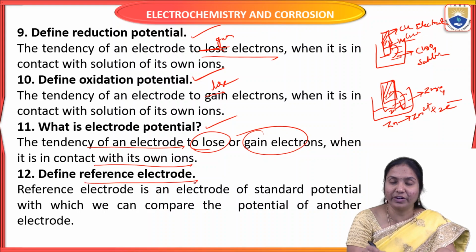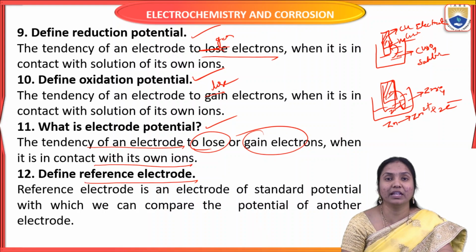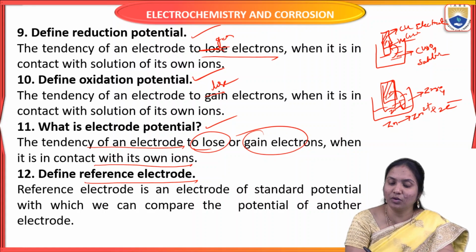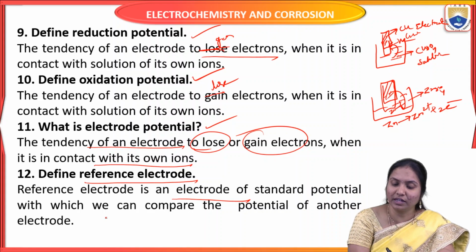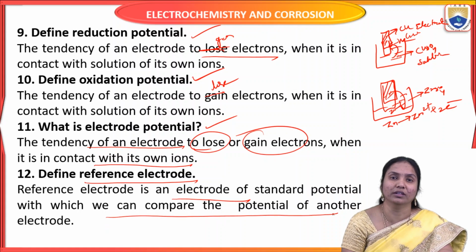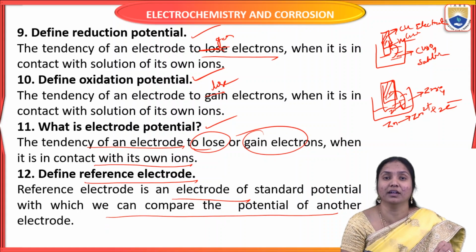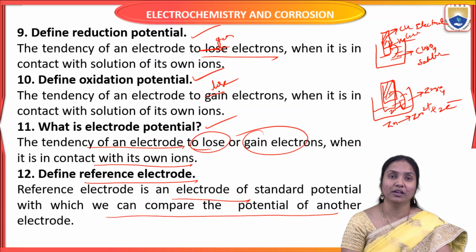What is the meaning of reference electrode? Define reference electrode. A reference electrode is an electrode of standard potential with which we can compare the potential of another electrode. We use this electrode for reference purposes, as its potential is known. By using it we can calculate the potentials of other electrodes. So a reference electrode of standard potential, which we can use for determination of other electrode potentials, is called a reference electrode.